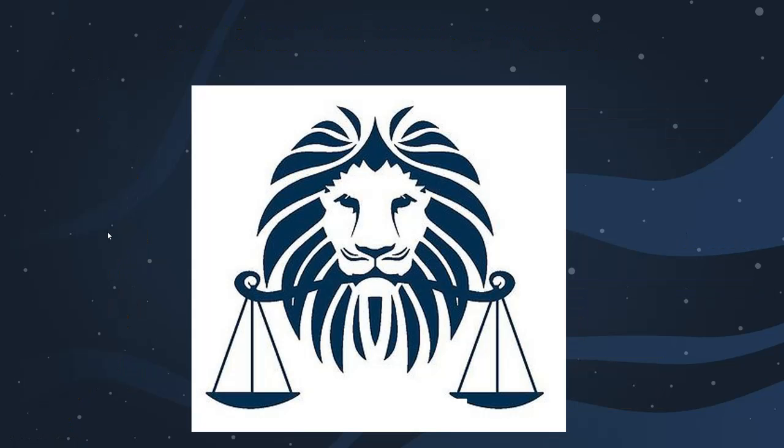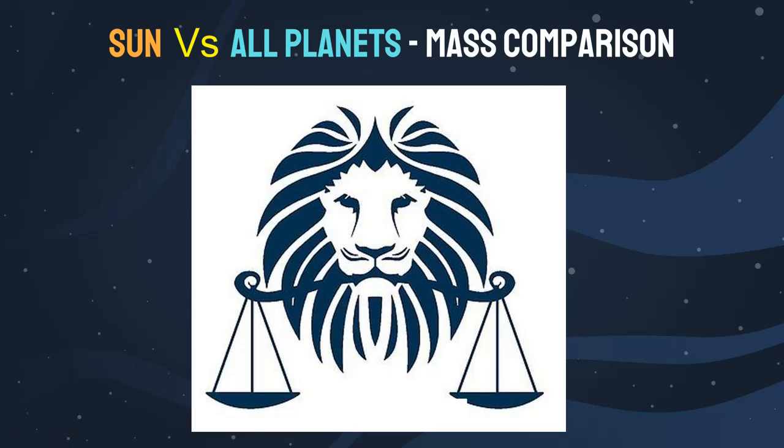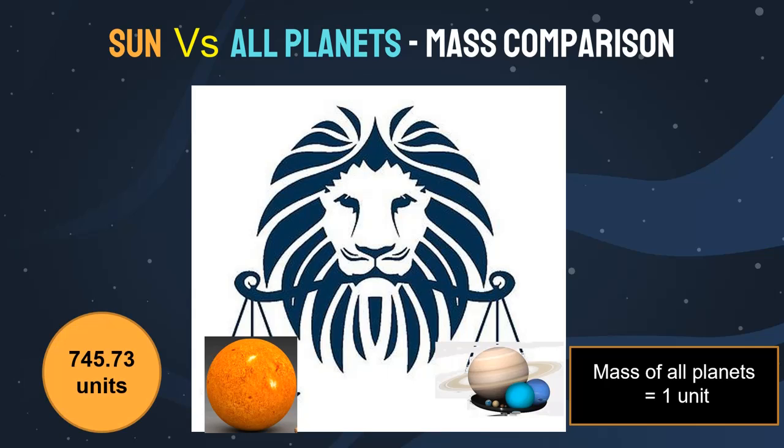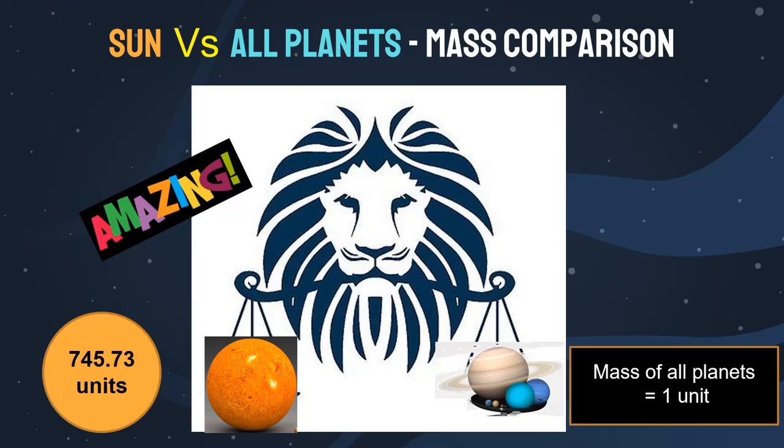Now, let's put things in perspective. Let's say I put all the planets on one side of the scale, and assume their mass is 1 unit. On the other side, if I just put the sun, it will be heavier by 745 times with respect to all the planets' mass. It's amazing. That's why the sun is so heavy. Concentrated mass is there in it.